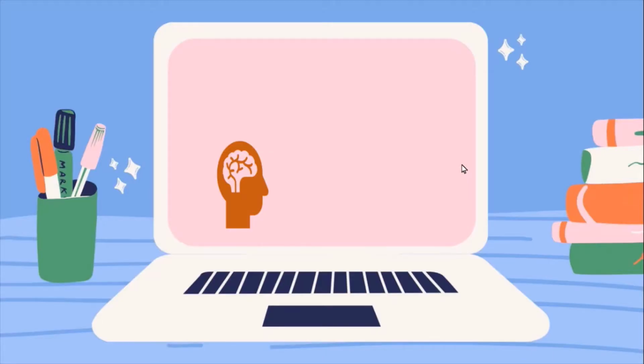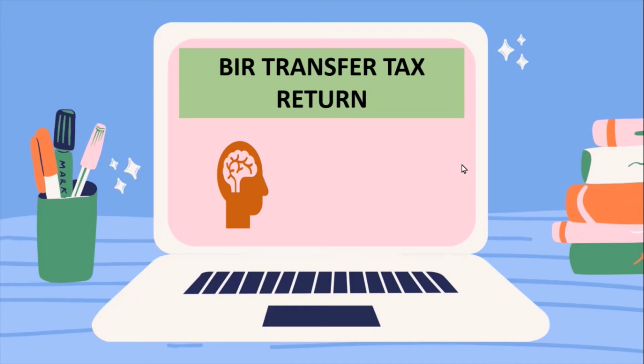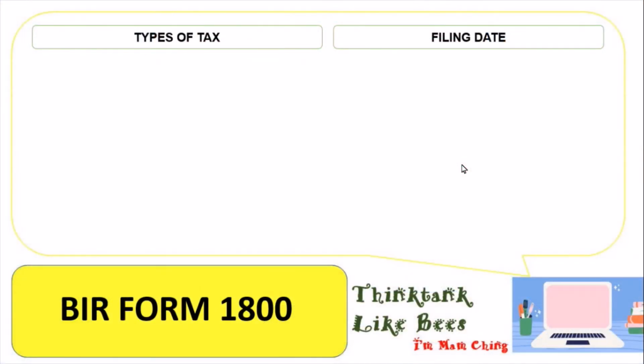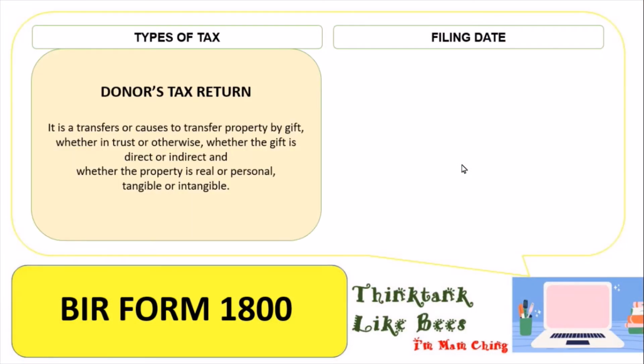Next is the BIR transfer tax return. Here we only divide it into two different forms, such as Form 1800 and Form 1801. So what are those? When you say BIR Form 1800, it means donor's tax return. It covers a transfer or cause to transfer property by gift, whether in trust or otherwise, whether the gift is direct or indirect, and whether the property is real or personal, tangible or intangible.